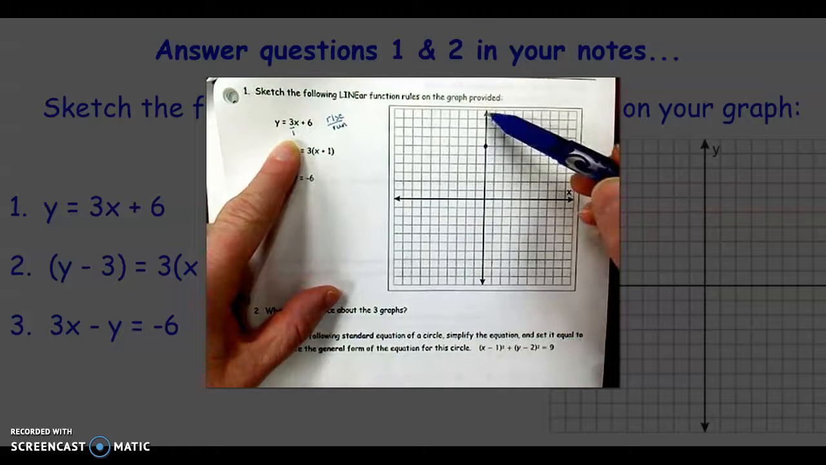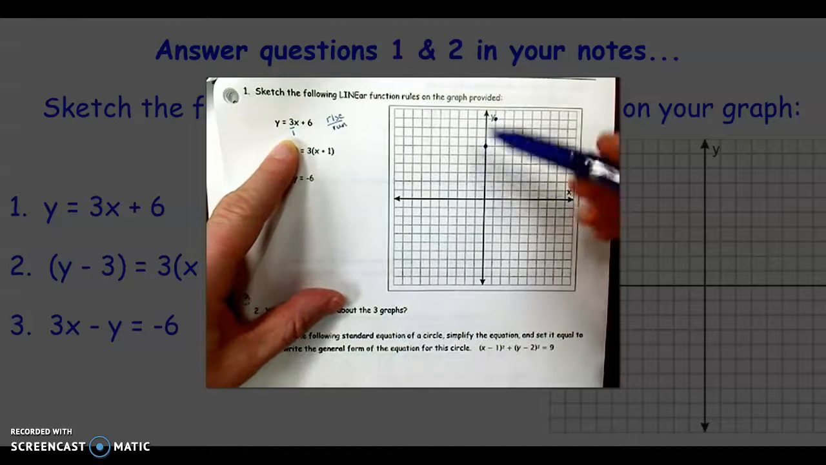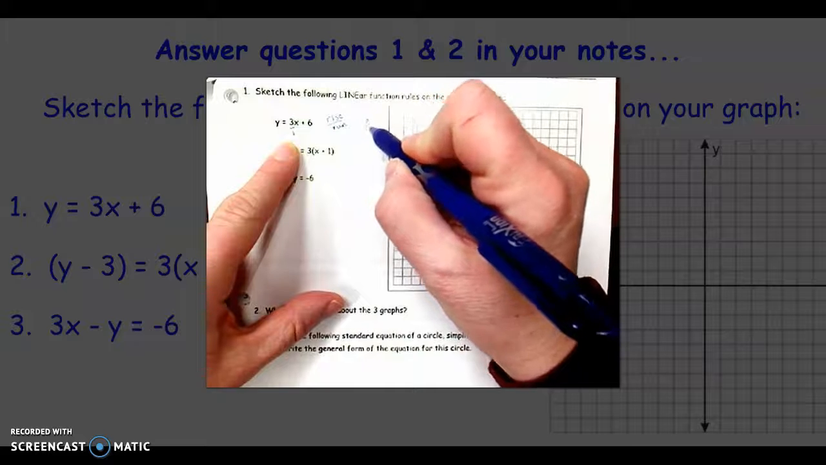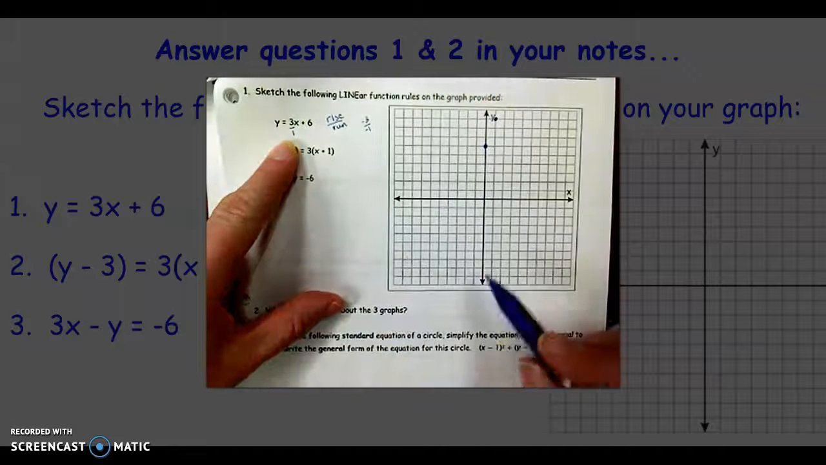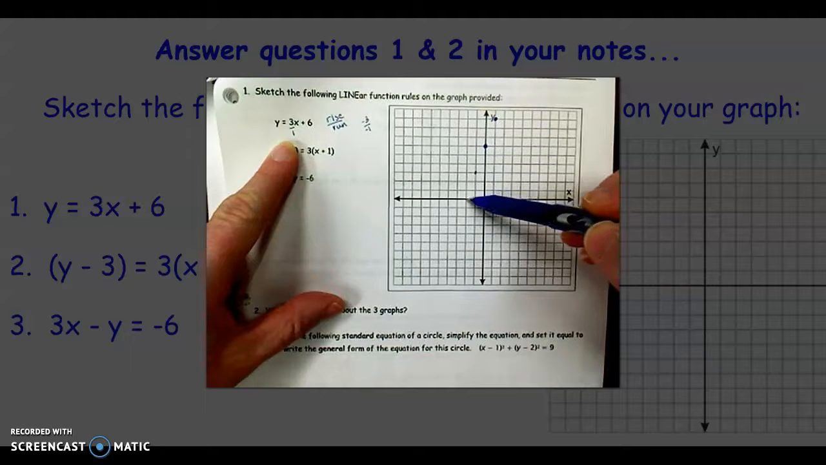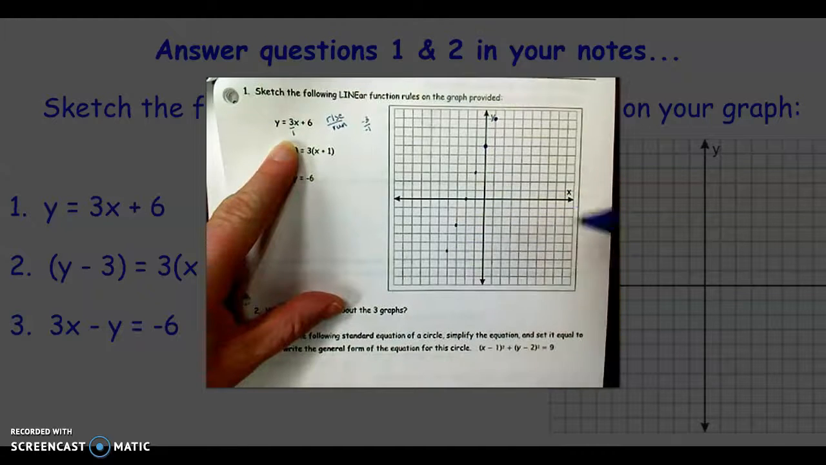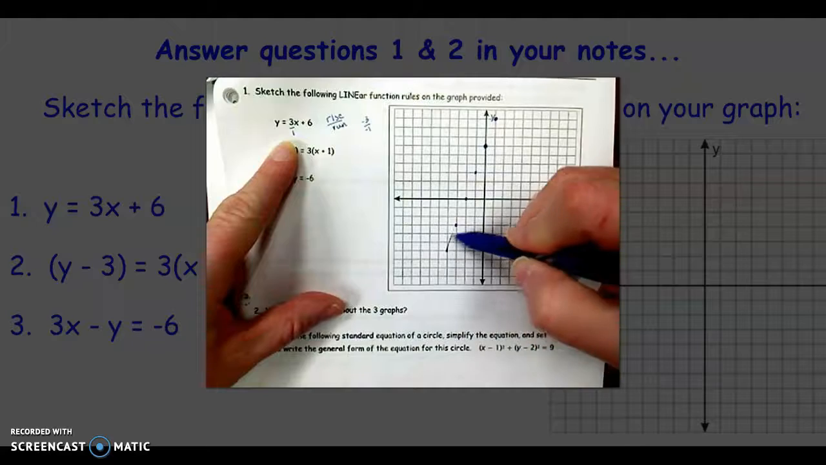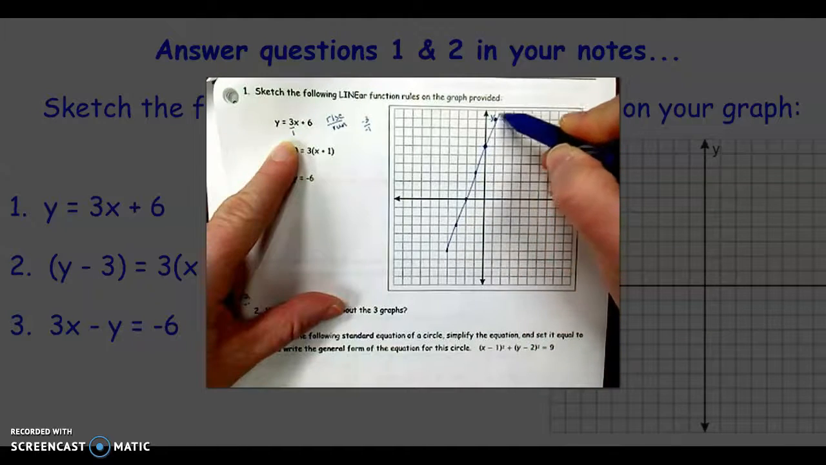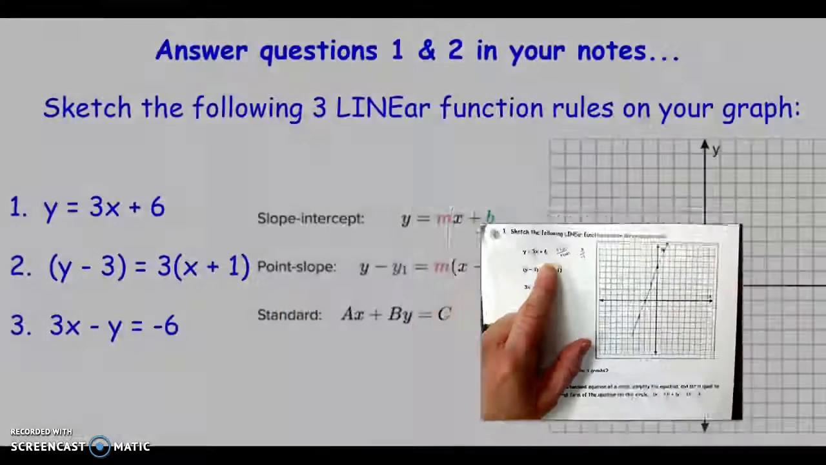Now, since I went up and right, I could have the same effect by going down and left. So negative 3 over negative 1 is also a positive 3. So I could go down 3, left 1, down 3, left 1, down 3, left 1, and just get other points. It just makes it a little bit easier to draw the line. So this is the graph of that equation that's written in slope-intercept form.